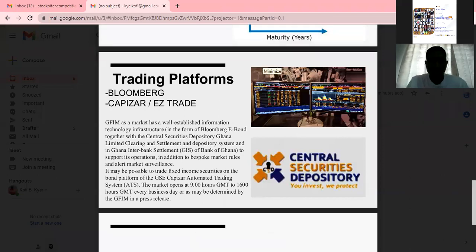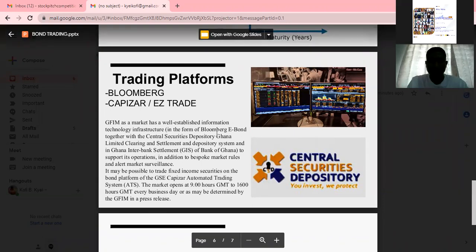In Ghana, we use the Bloomberg Terminal and then the Capisa or the Easy Trade. The GIFIM, that's the Ghana Fixed Income Market, has a well-established information technology infrastructure in the form of Bloomberg e-bond, together with the Central Securities Depository Ghana Limited Clearing and Settlement and Depository System, and in Ghana, Interbank Settlement of Bank of Ghana. On the right, the image at the top is a Bloomberg terminal. I hope you can all see it a bit better.